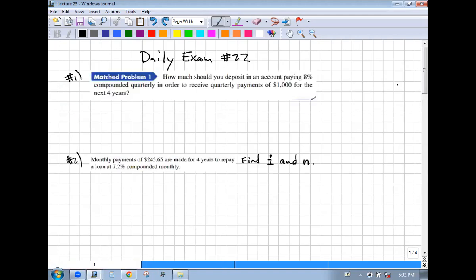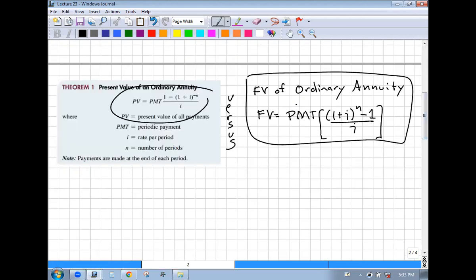So here's your exam. Number one, how much should you deposit in an account? So that would be a present value. How much would the present value need to be if it's paying 8% quarterly in order to receive quarterly payments of $1,000 for the next 4 years? Okay, so this is one of those present value formulas. It's this one right here. It's the present value of an ordinary annuity.